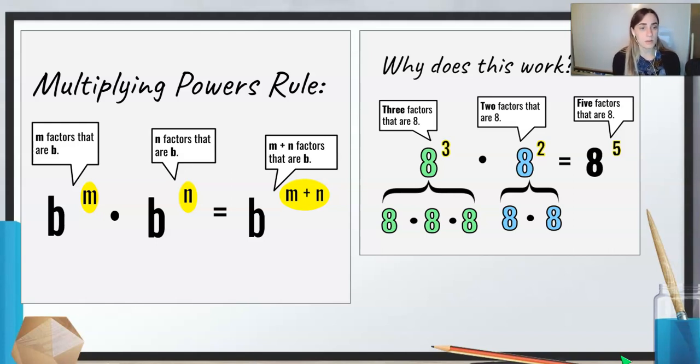And by using that language of factors that are, we help teach away from the misconception that we're just repeatedly adding, right? That 8 to the 3rd power means 8 times 3. By saying 3 factors that are 8 times 2 factors that are 8 gives us 5 factors that are 8, we're reinforcing both the meaning behind the exponent and the base, and we're helping avoid the misconception that an exponent is just one step of multiplication, just like if I wrote 8 times 3 or 8 times 2.